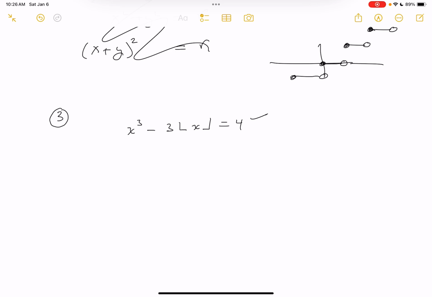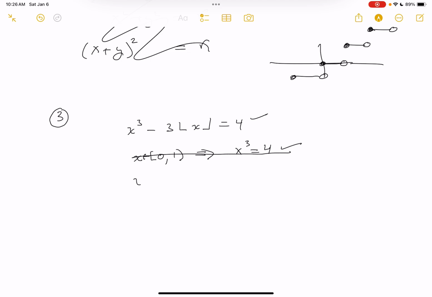Like, for example, if I wrote the interval down where x is between 0 and 1, this would look like x cubed is equal to 4. And by the way, this makes no sense. I'll tell you why. The cube root of 4 is greater than 1, so there's no solution here.